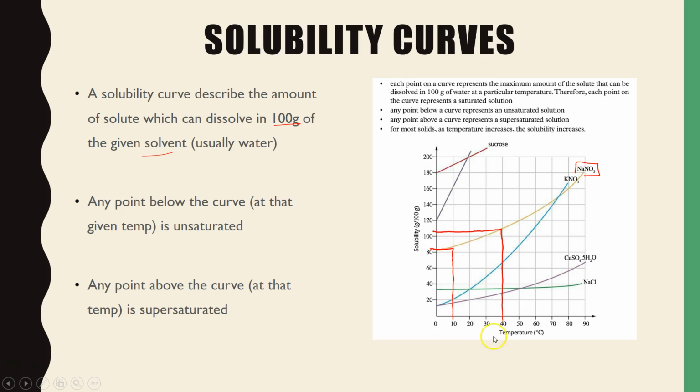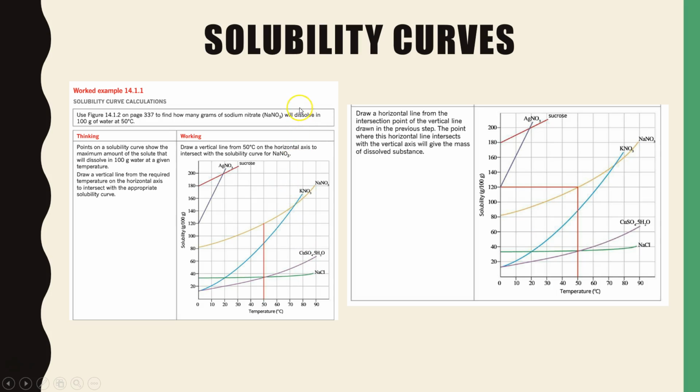Any point where the temperature matches the line is known as saturated. So these two points here are saturated. Any amount of solute below that is called unsaturated. And anything above that, over here, is supersaturated. Let's do an example of calculating the amount of sodium nitrate solute in 100 grams of water at 50 degrees Celsius. So we draw the line up at 50 degrees Celsius. From there, we match it across. We can see that 120 grams of solute will dissolve in 100 grams. So there's 120 grams of sodium nitrate in 100 grams of water.